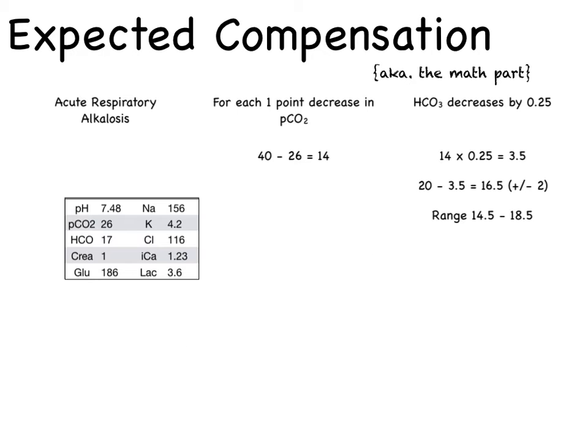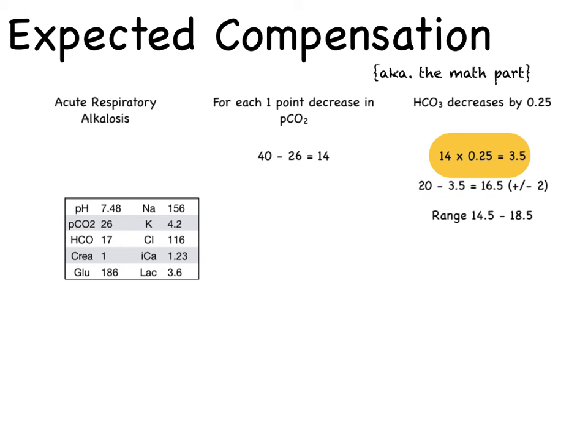So let's look at our patient. Step 1 is to see how much the CO2 has changed from normal. So normal CO2 is about 40, and our patient's CO2 is 26. 40 minus 26 is 14. Next, we're going to see how much the bicarb should decrease. So 14 times 0.25 is about 3.5.